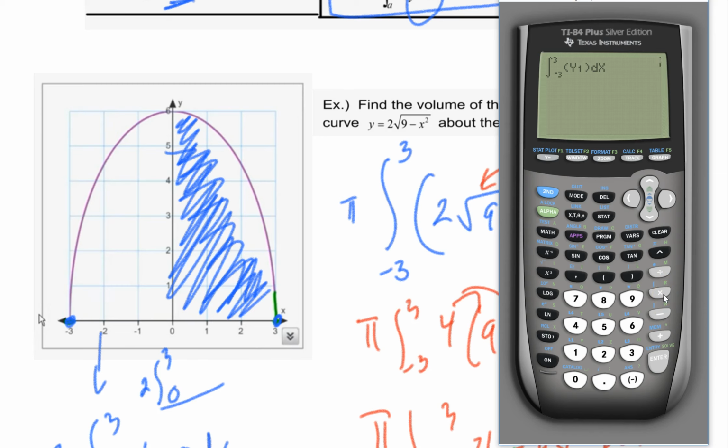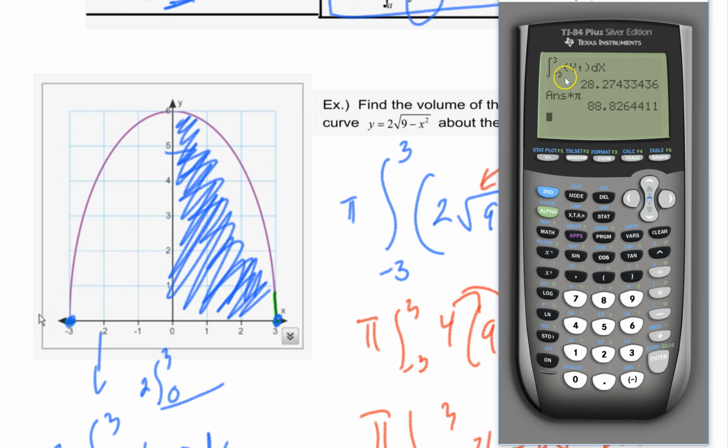At some point, I'll get my answer. 28.27, and I can multiply that by pi to get my final answer. And there we go. That's our answer to our equation there. And it's a little shortcut for how to do it in your calculator.